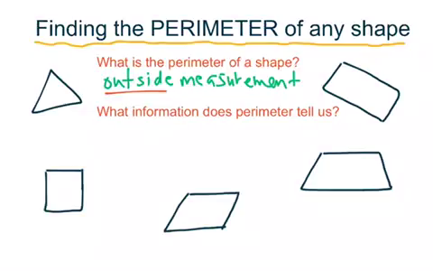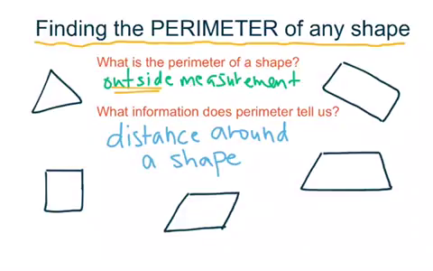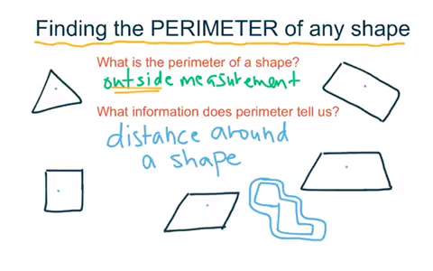So then this kind of goes into the next question of what information does perimeter tell us? If we're finding the perimeter of a shape, we are finding the distance around a shape. So once again, we're finding the distance around a shape. Doesn't matter what shape it is. It could be a triangle, could be a square, could be a parallelogram, could be a trapezoid, could be a rectangle, could be some weird irregular shape. All we're doing is we're finding the distance around the outside of that shape.